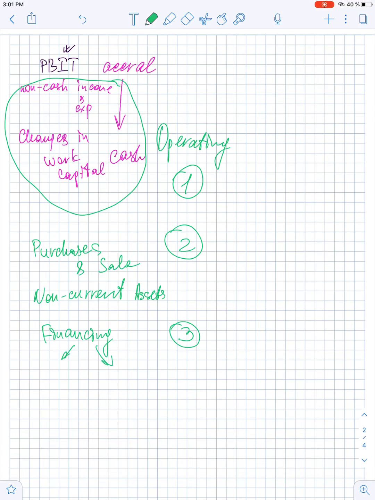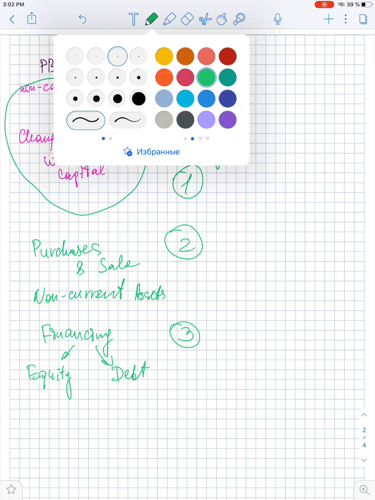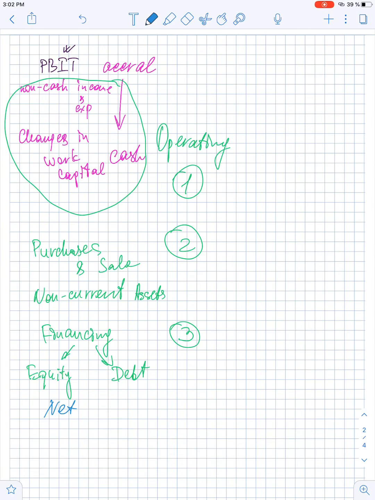which are mainly equity. So we have to see how the equity changed during the period, and debt: long-term loans, long-term debts, maybe some debentures, borrowings should be considered here. And once we filled in all three sections, we can calculate net change in cash. Net change in cash should be equal to the change in the bank balance of the firm.